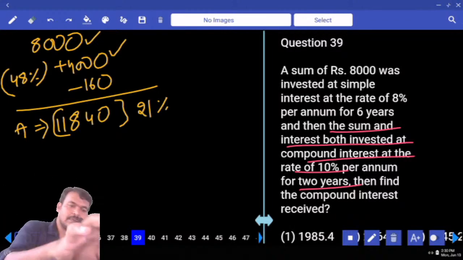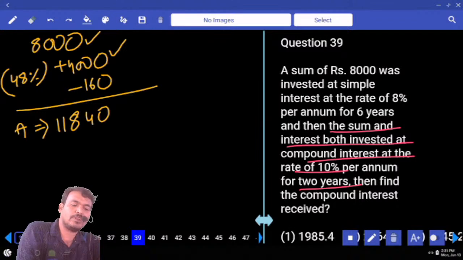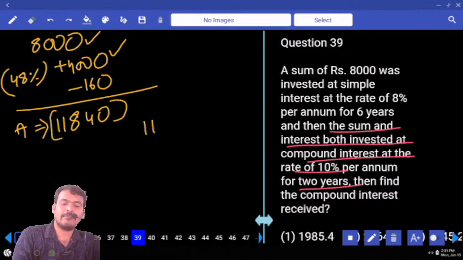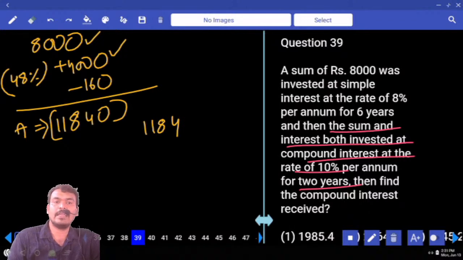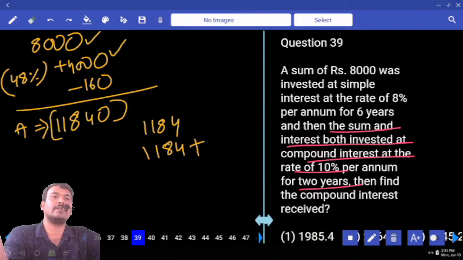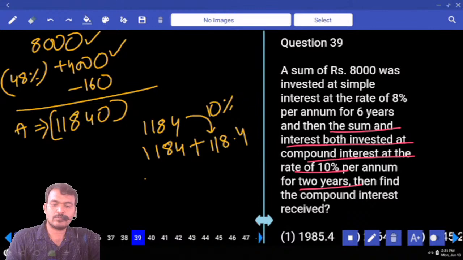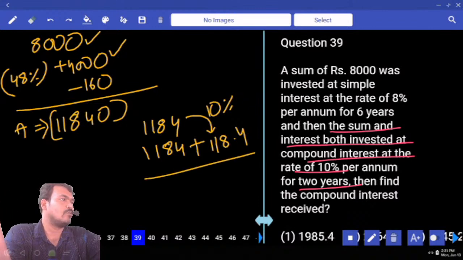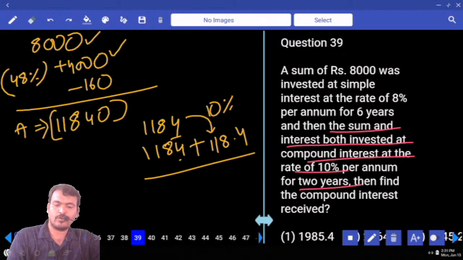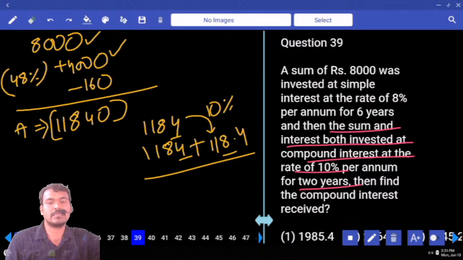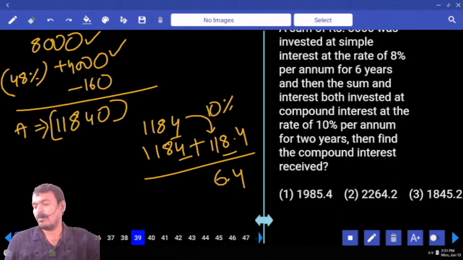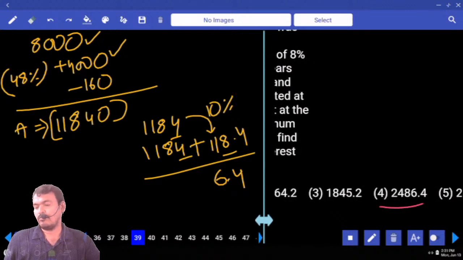Or else 10% for 2 times by using the compound interest concept. What is the first year interest? 1184. Second year interest is 1184 plus 10% of the first year interest. What is 10% of the first year interest? 118.4. It is 2 years compound interest. 4 plus 4 is 8, 8 plus 8 is 16, ending with 6.4. How many options are ending with 6.4? Only one. Which option? Fourth option.